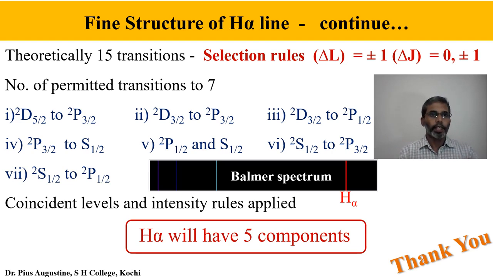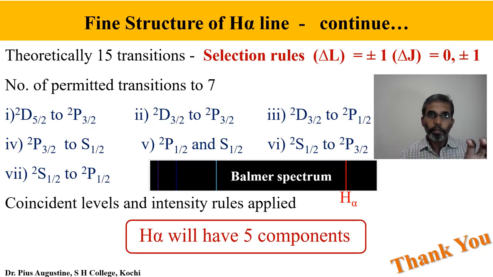So there are 7 transitions which are shown, that is 2d 5 by 2 to 2p 3 by 2, 2d 3 by 2 to 2p 3 by 2, like that. Seven various transitions are shown on the slide, and one figure is shown, that is the Balmer spectrum, but that is not based on the vector atom model, it is based on the Bohr atom model, and there is only a single line. But high resolution spectroscopy tells that the H-alpha line is not a single line, it consists of 5 components or 7 components, like that. So using these 7 transitions, we will be able to explain the possible component lines observed in the H-alpha spectrum.